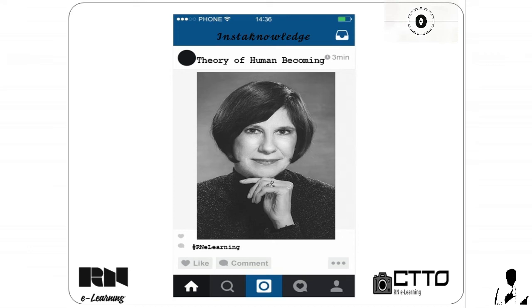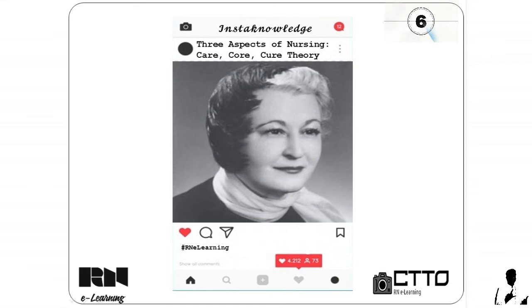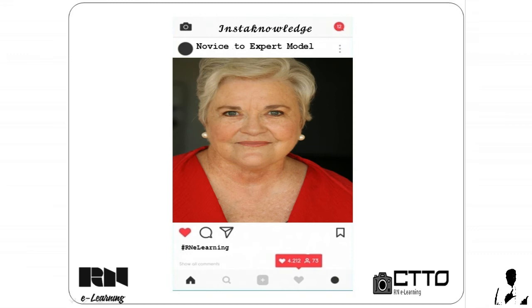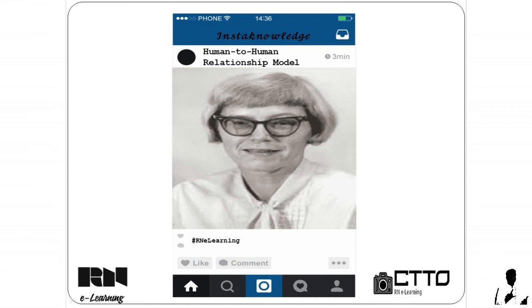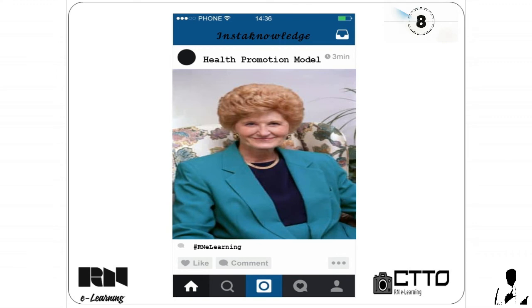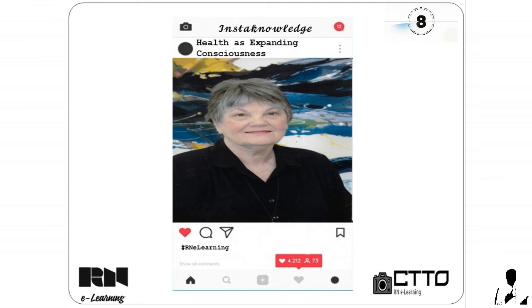15. Three aspects of nursing: care, core, cure theory. 16. Typology of 21 nursing problems. 17. Novice to expert model. 18. Human to human relationship model. 19. The helping art of clinical nursing. 20. Health promotion model. 21. Health as expanding consciousness.